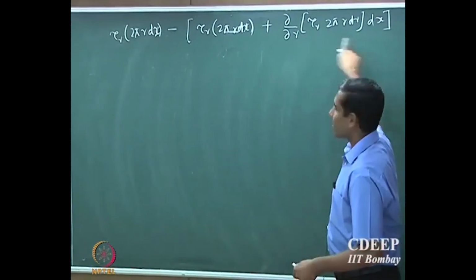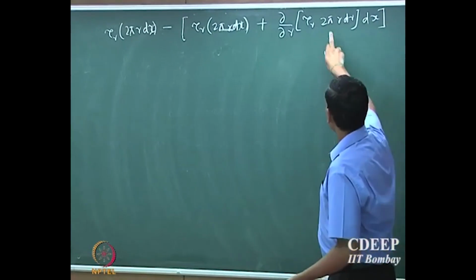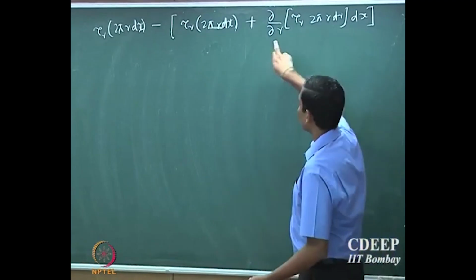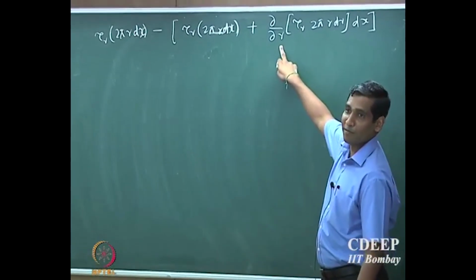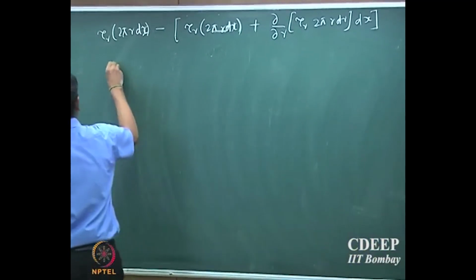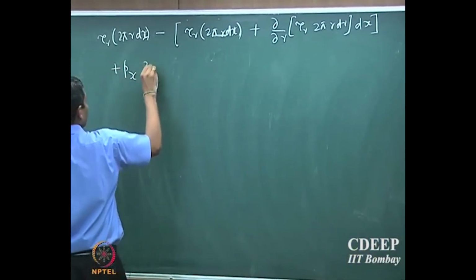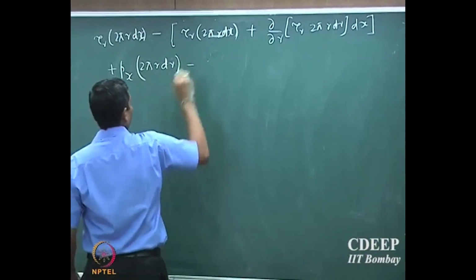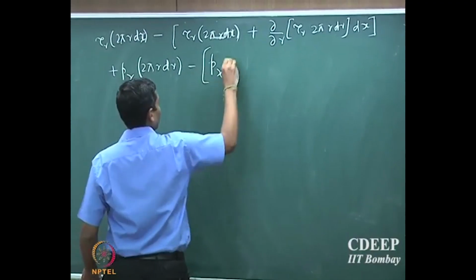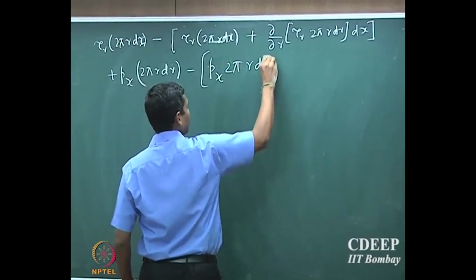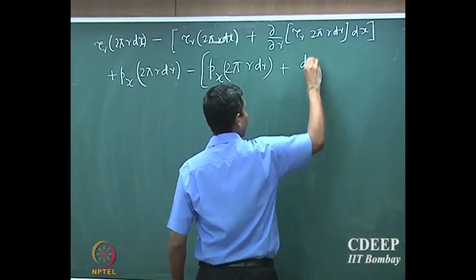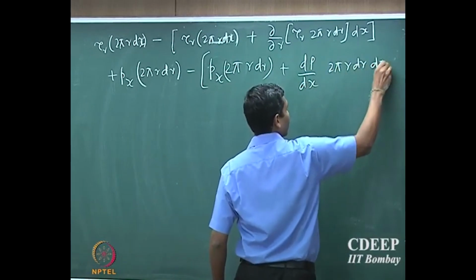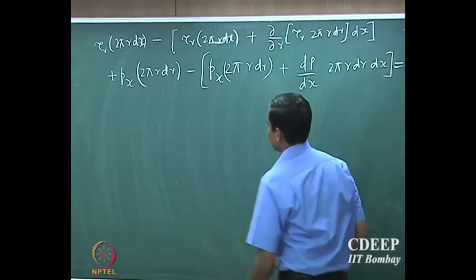So I can open it up and write it in Taylor series expansion. The variation of radius, remember that it's a varying cross sectional area, so it has to be preserved inside the differential. Okay. Plus dx 2 pi r dr minus 2 pi r dr plus dp by dx 2 pi r dr into dx. That should be equal to 0.